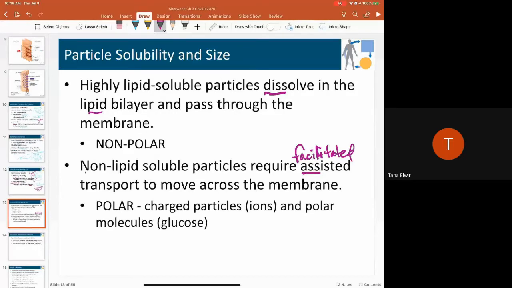If they're non-lipid, they're charged, that means they're polar. So ions like sodium, the chloride ion. You can have potassium ion. So those are the ones that we're mostly going to be talking about. Glucose, also polar. It has its own facilitated transporter, or it can go with sodium through the SGLT transporters and get into the cell.